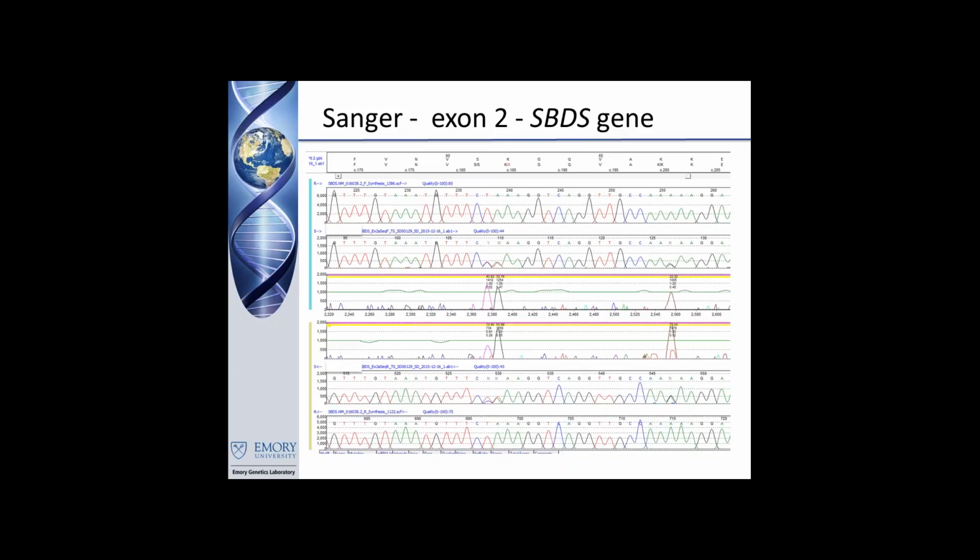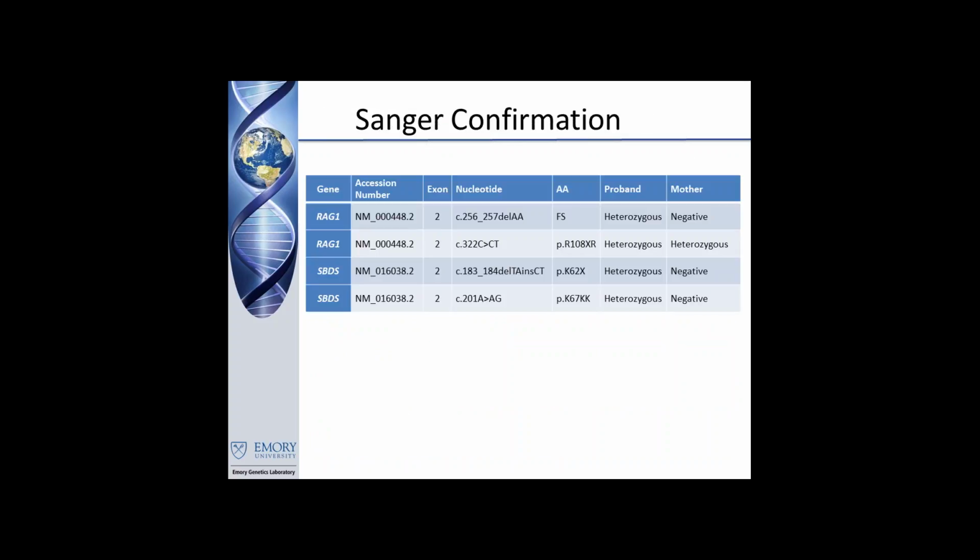So this was the Sanger for this particular patient, and we did identify that change that had been previously reported. We see here, there's the T and the A that should be there on the reference, and in the proband, we see that they're heterozygous for that C to T change, or C and T change. We also sent the RAG1 variants for Sanger, and we sent not only the proband, but the mother when we did the Sanger confirmation.